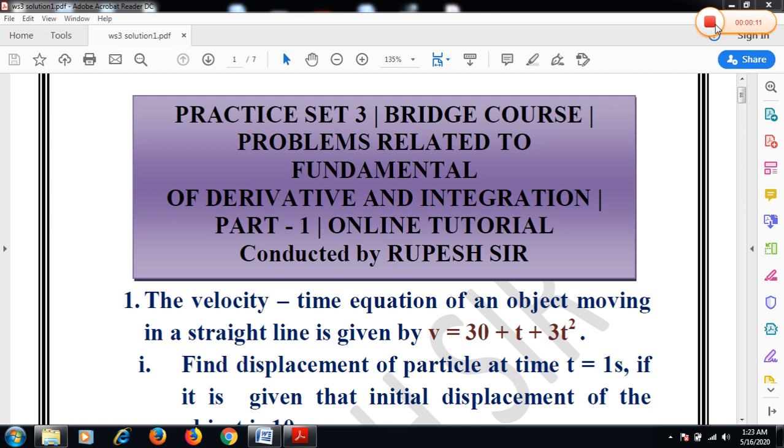Today I am going to discuss with you some problems related to fundamentals of derivative and integration, and this session is part 1. Okay, let's start.